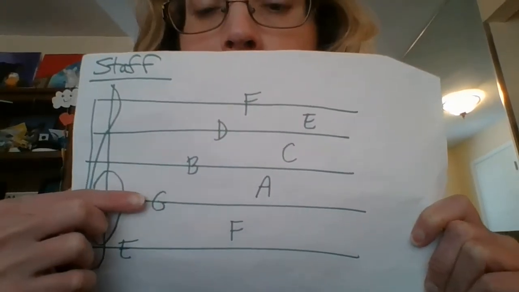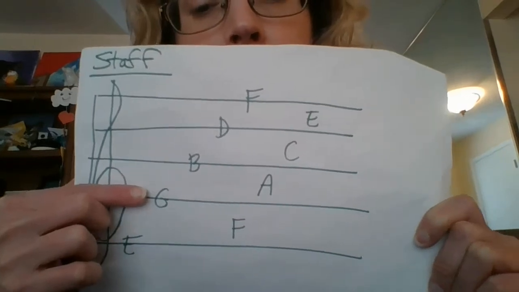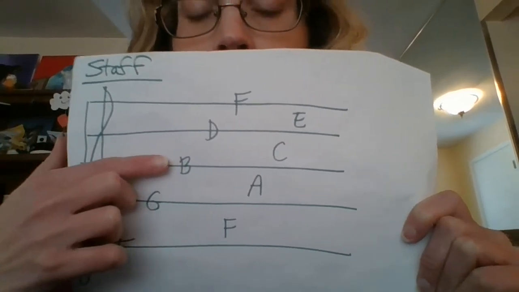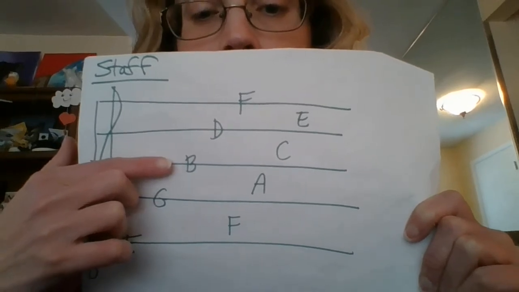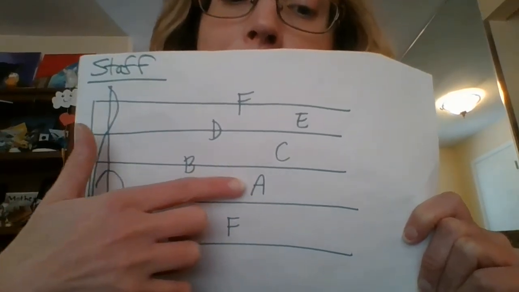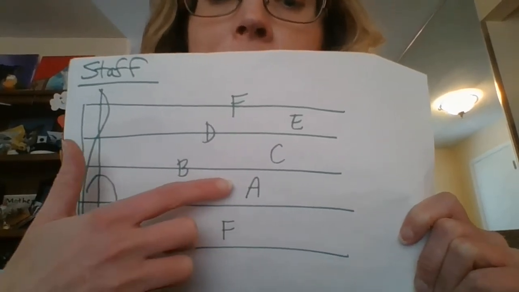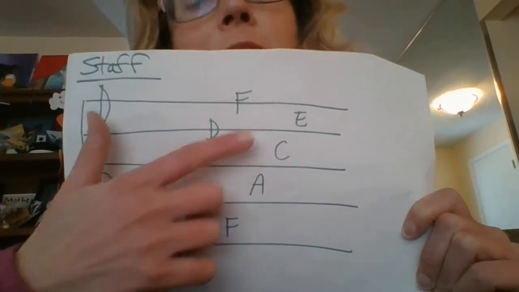What about this one right here, this G right here? Is this a line or space note? It's a line note. Very good. What about this B right here? Is this a line or space note? It's a line note. What about this A right here? Notice there's no line in the middle. So if there's no line in the middle, it's a space note. Very good. What about this one here? A space note. Good job.